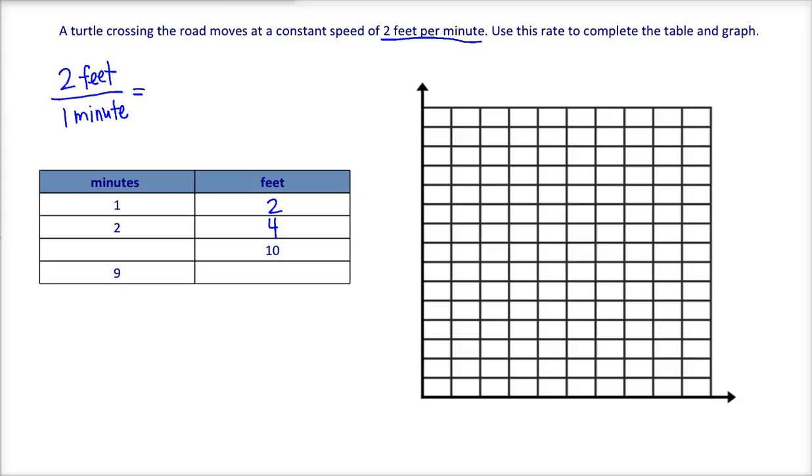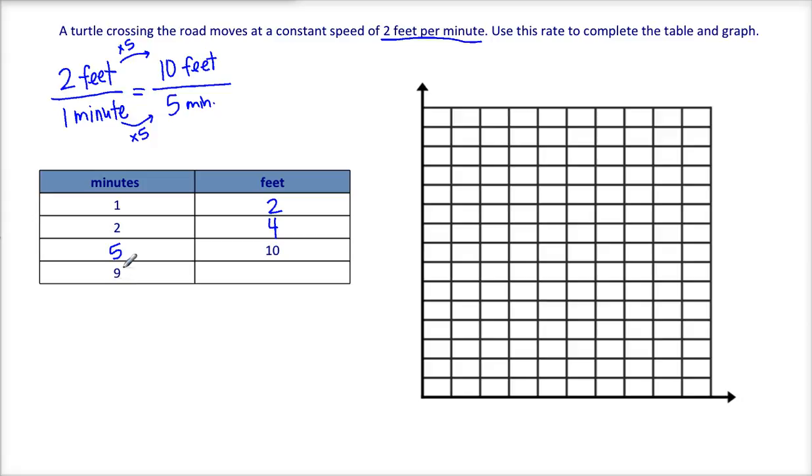Okay, let's do another one here. The next line is asking us something different. This line says the turtle has traveled for 10 feet. So we're wondering, how long has he been at it? So in our ratio, we have 10 feet, but we don't know how many minutes go on the bottom of this rate. So let's compare it to our unit rate. 2 feet to 10 feet. What do I do to 2 to get to 10? I times by 5. 2 times 5 is 10. Whatever I do on the top, I have to do to the bottom as well to be fair. So 1 times 5 is 5. So that means 10 feet takes him 5 minutes.